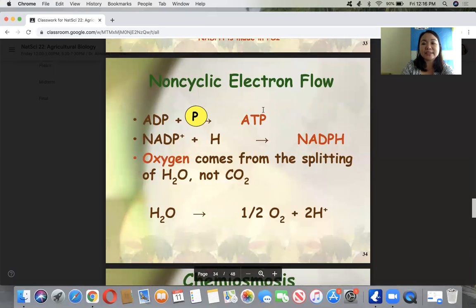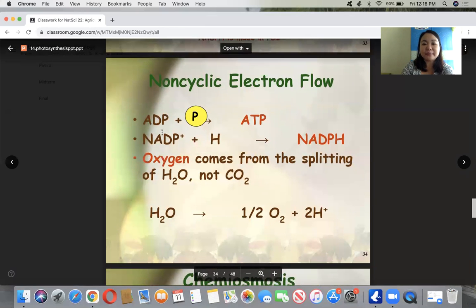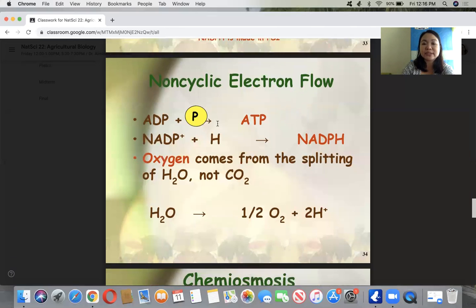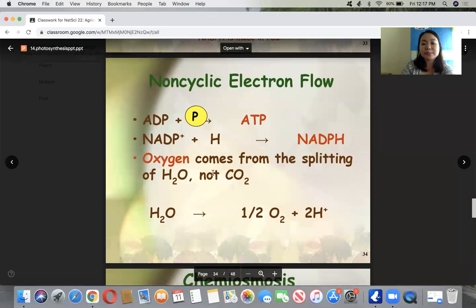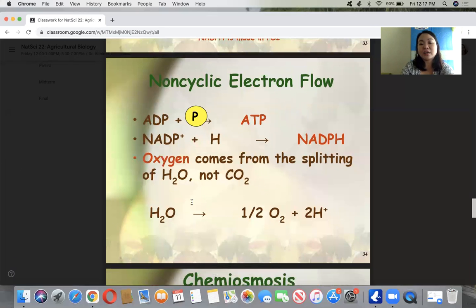So during the non-cyclic electron flow, in photosystem 1, ATP and NADPH are produced along with hydrogen. Oxygen comes from the splitting of water and not from carbon dioxide. So water is split, producing oxygen and hydrogen.